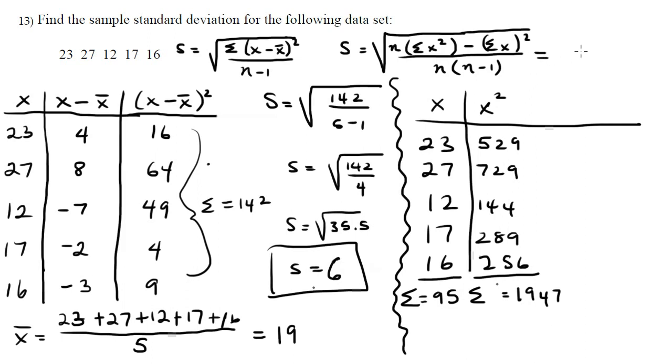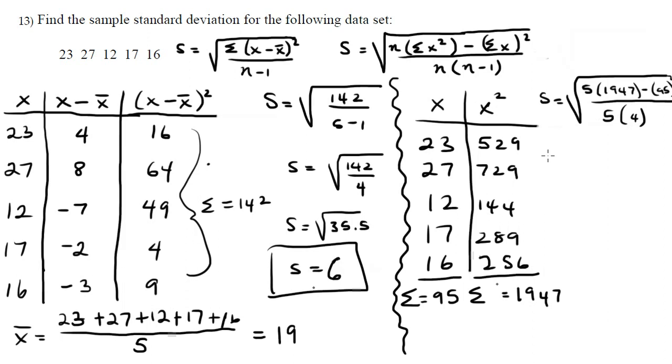Okay, so in this formula here, well, I can just do it down. I have enough room because I'm done with the table here. So standard deviation equals n, that's 5, times the sum of the x squares, 1947, minus the sum of the x's squared, over n, 5, times n minus 1, times 4. So s equals the square root.